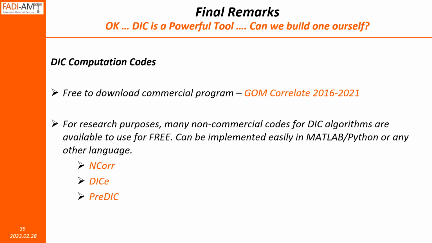Going on to the DIC computation codes, I would say, in my opinion, the best commercial program is GOM Correlate, which is made by a German company, GOM, who are the industry leaders, and they provide their correlation code GOM Correlate version 2016 to 21 free of cost for users to try. And of course it has some limited capabilities because it's a free version, but still it's very powerful for beginner users.